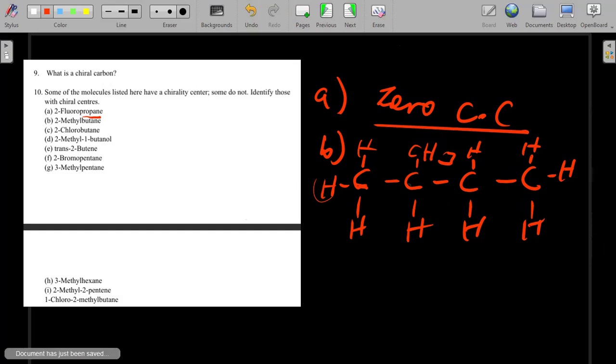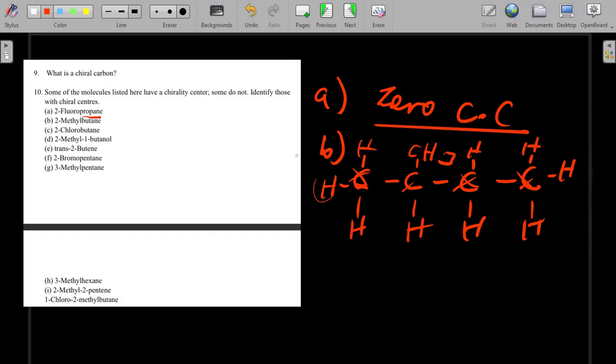Let's go to the second one. This one is attached to a hydrogen there and a methyl group on top. And also here we have a methyl group there. So 2 methyl groups. So this is not a chiral carbon as well. Then let's go to the next one. It has 2 hydrogens attached to it, which are the same atoms. It's not a chiral carbon. Same with the last one. It has 3 hydrogens, which are the same atoms attached to it. So it's not a chiral carbon as well.